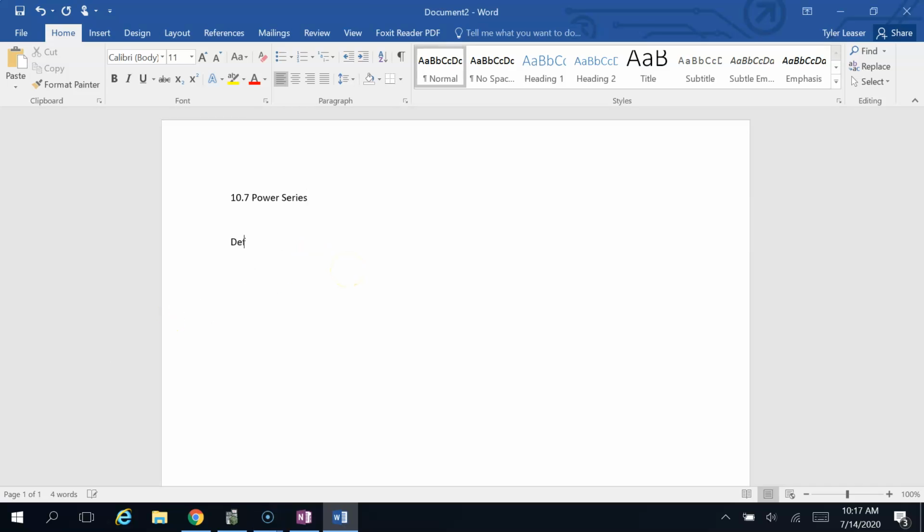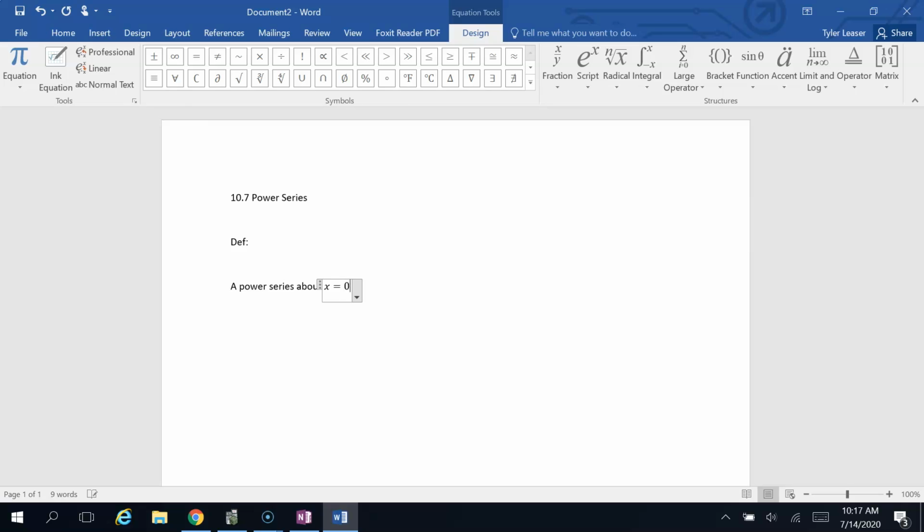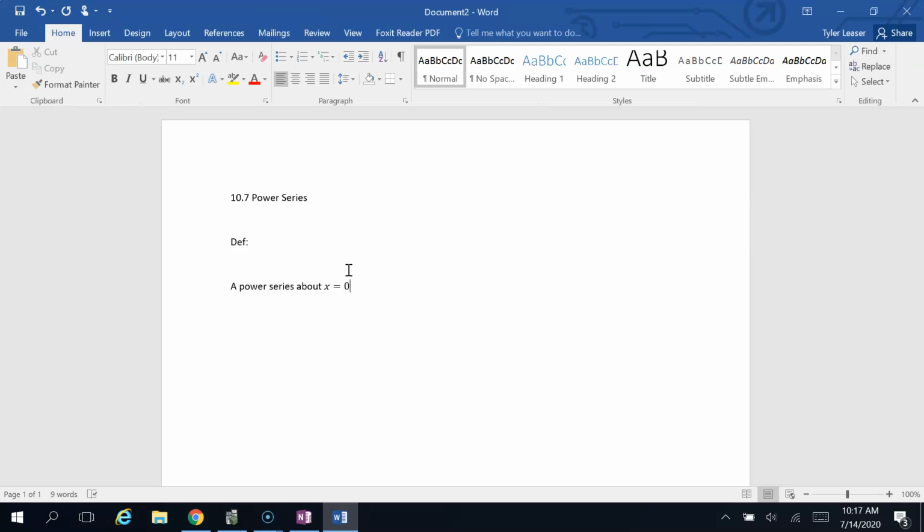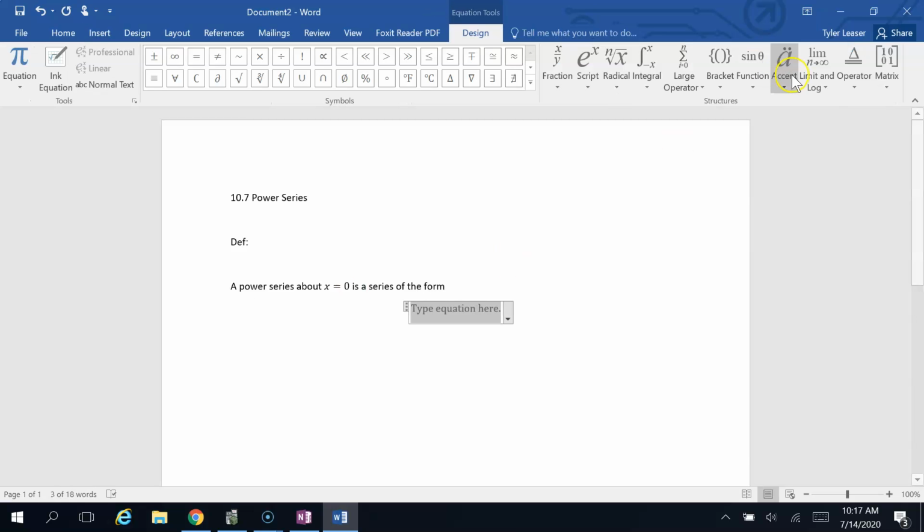So first off, a quick definition. A power series about x equals 0. So there's always going to be the starting location. Here we're starting at 0. Is a series of the form this. So an infinite series, we'll just start at 0. Usually for power series, you're starting at 0 to infinity of some constant value. This constant changes with every term, c sub n, x to the n.